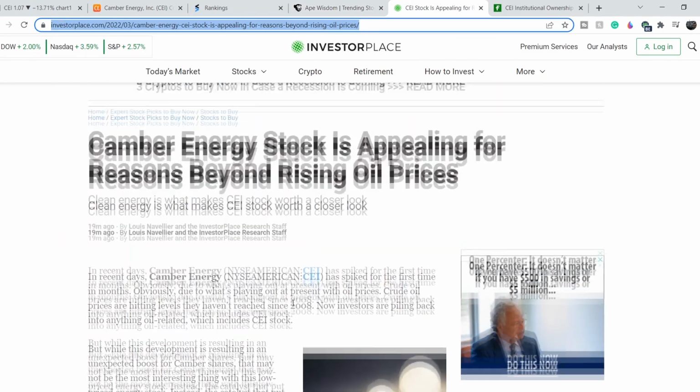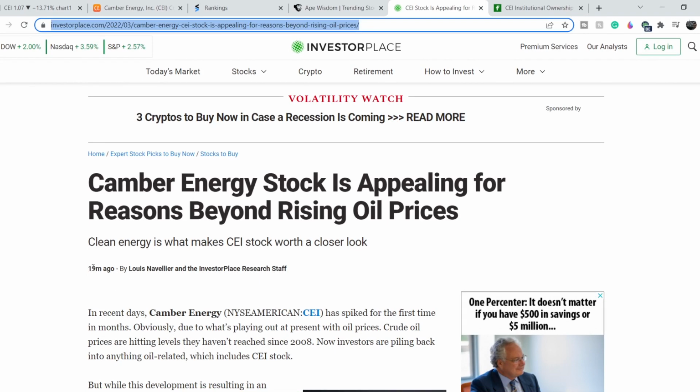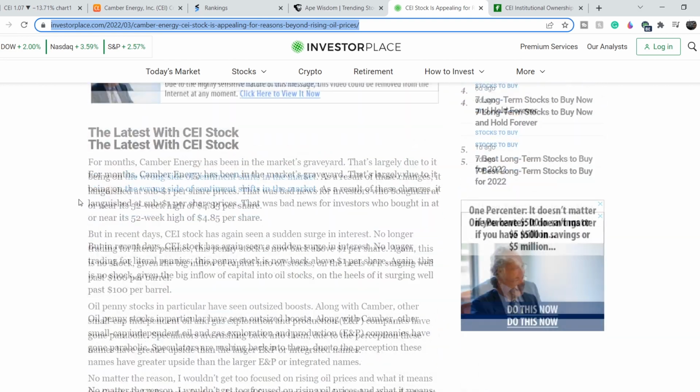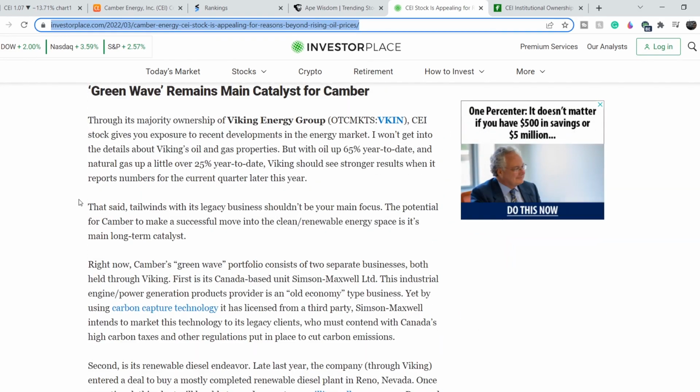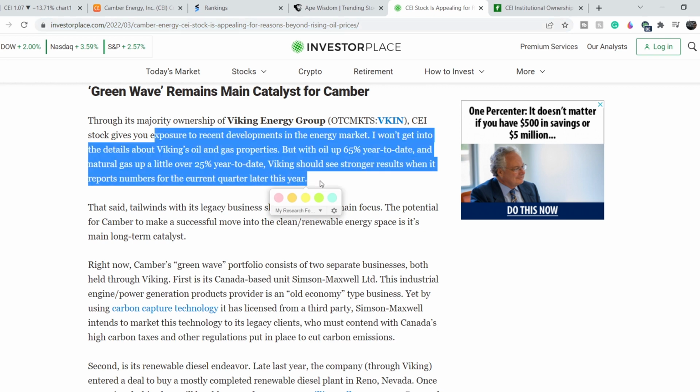On investorplace.com, we have this article that was published just 19 minutes ago, and it says Camber Energy stock is appealing for reasons beyond rising oil prices. And let me quote you this: green wave remains main catalyst for Camber. Through its majority ownership of Viking Energy Group, CEI stock gives you exposure to recent developments in the energy market.